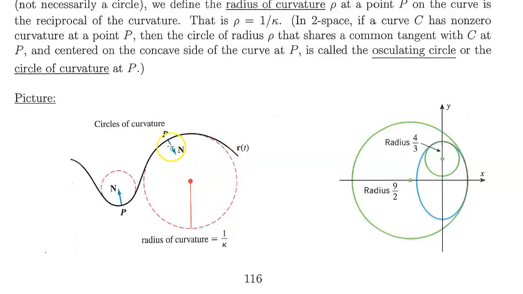We have a fairly big radius of curvature here. This is called the circle of curvature. Now over here we have a smaller circle that hugs the curve really nicely. It has a real nice snug fit right there.